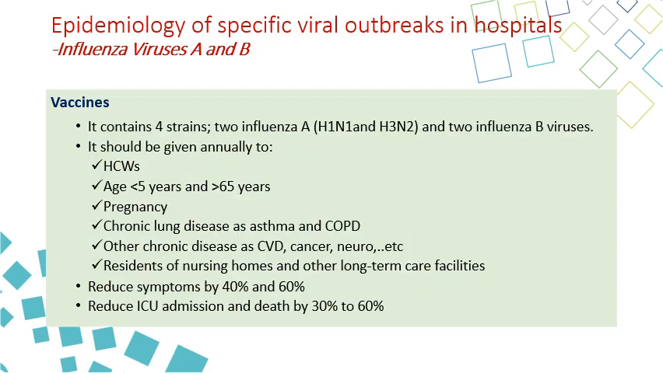The vaccine has four strains together in the same vaccine, two influenza A and two influenza B. Influenza A used to be the most common one, H1N1 and H3N2. It is given to healthcare workers, extremes of age, less than 5 years and above 65. It can be given during pregnancy. It is given to patients with predisposing lung disease, like chronic lung disease, asthma, and COPD, and patients with chronic diseases like cardiovascular disease, neuromuscular disease, cancer, and so on. Also patients in nursing homes and old age.